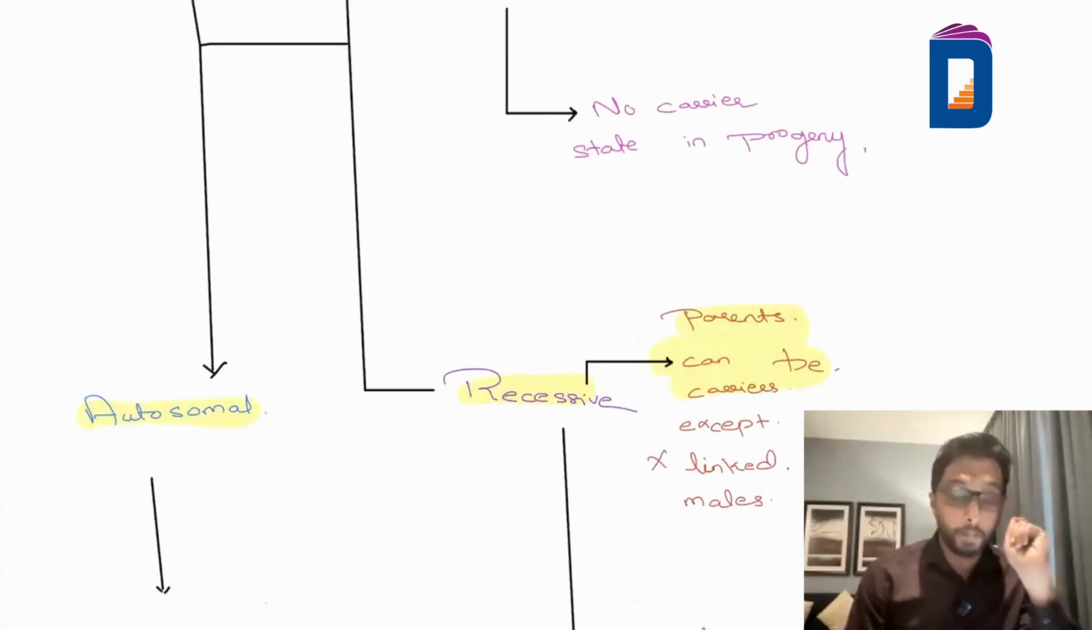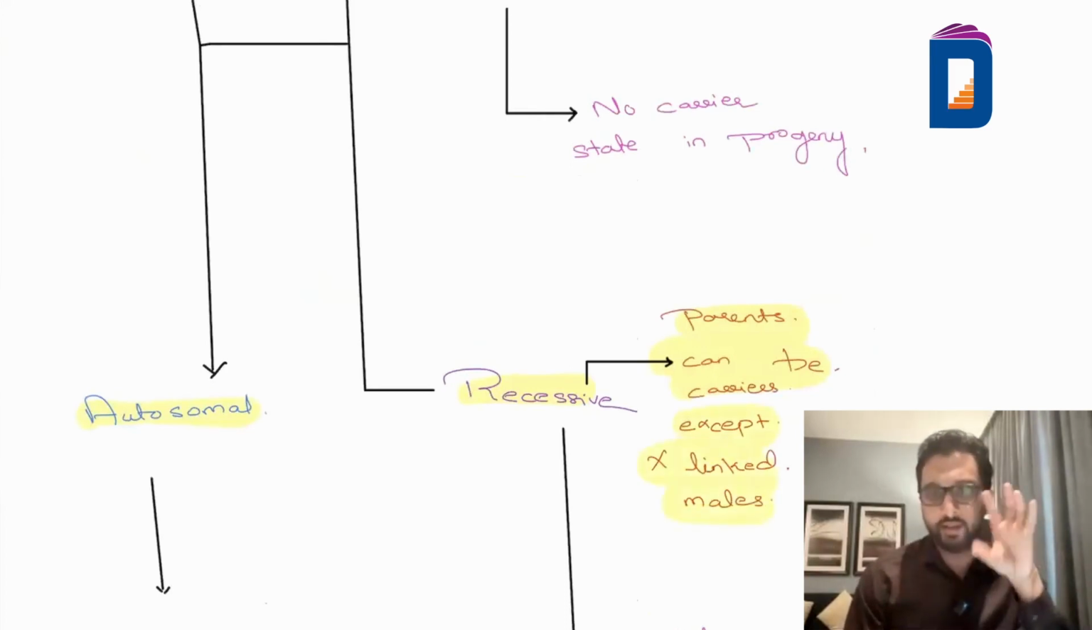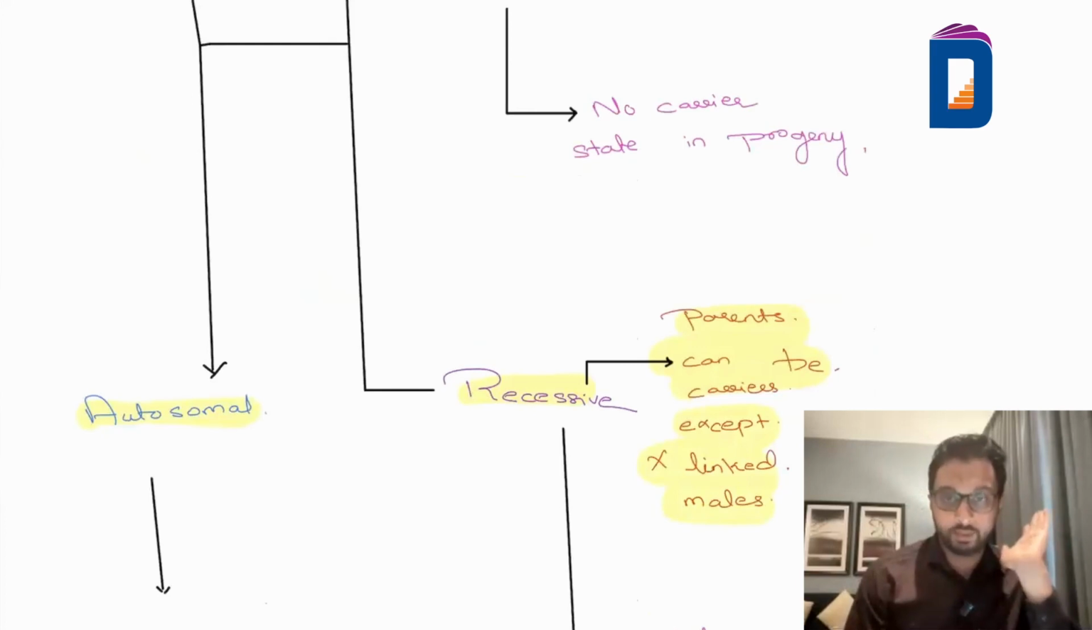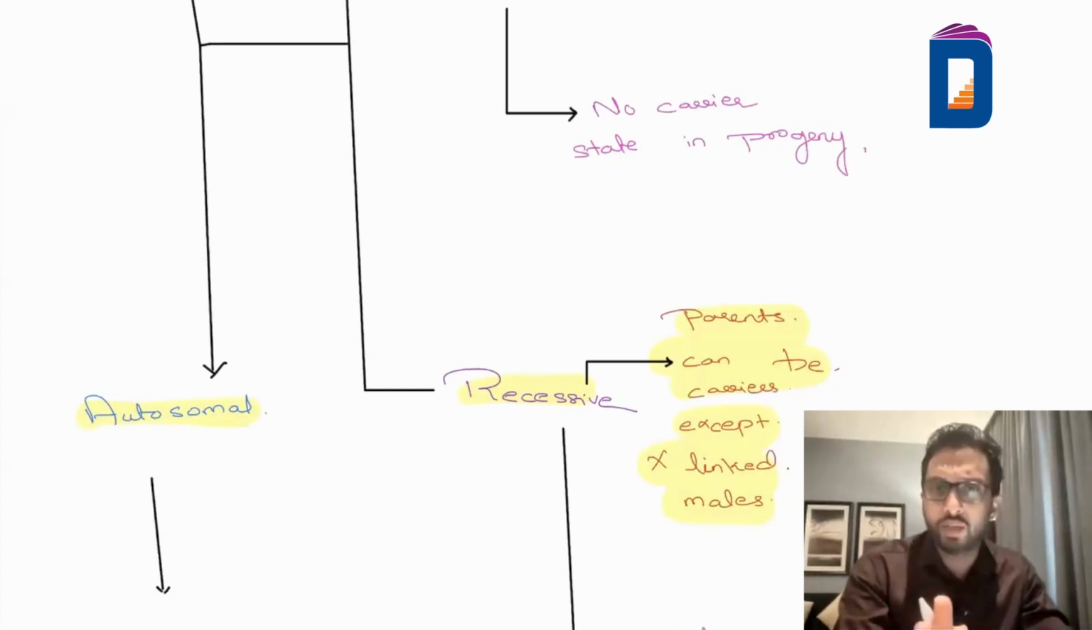Now, I've told you, except for X-linked male, it's very clearly applied to the X-linked trait. In X-linked males, because I've told you there's only one X chromosome, there's no carrier state there. They have the disease. So even if it's a recessive disorder, X-linked recessive, the father will be affected. Very understood this part. Any confusion? Ask me, because this concept has to be very, very, very clear.